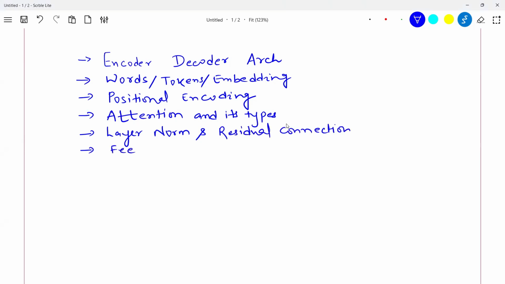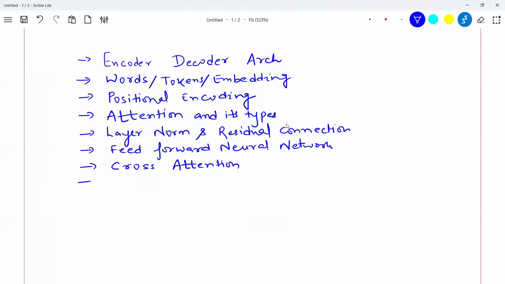Then you must understand what a feed forward neural network is. I'm also going to give you a resource on where to learn these things. And then, since we are covering the complete transformer, two more things you should understand. One is called cross attention, and another is called output generation.